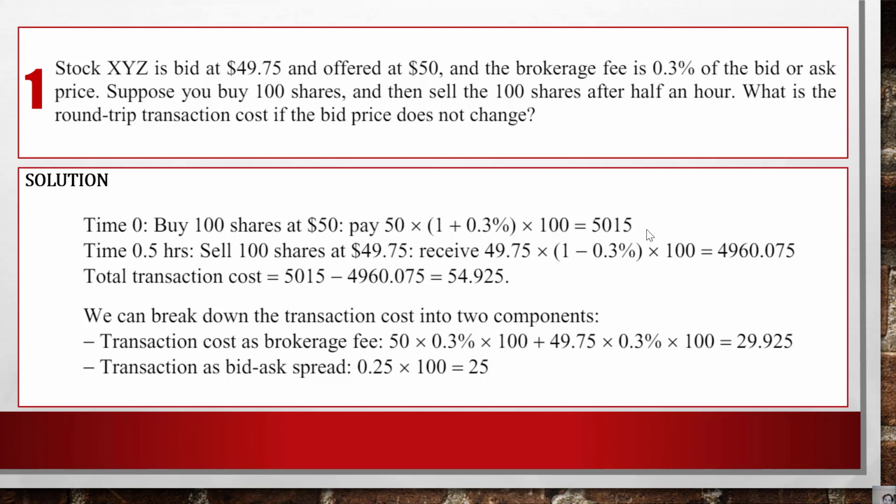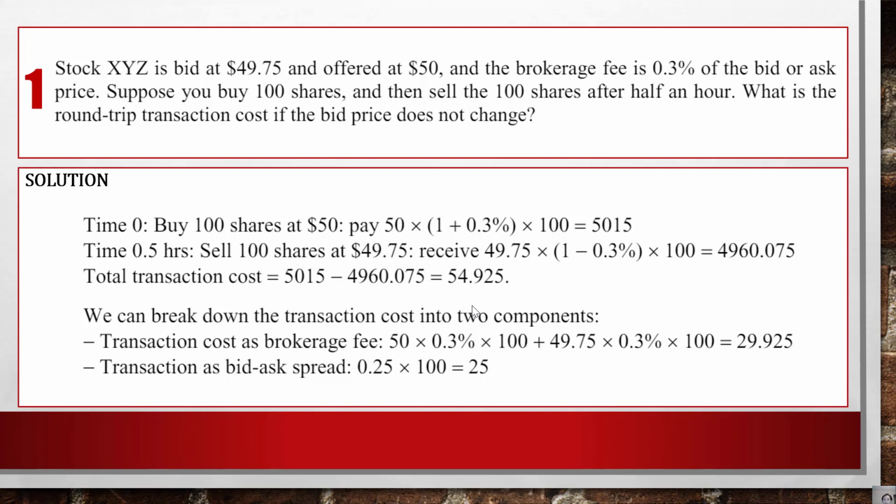And then half an hour later, we sell 100 shares at the price of 49.75 and we receive. Here when we buy, we have to pay the brokerage fee, and when we sell, we receive 0.3% less, because of the brokerage fee. So we receive 49.75 times 1 subtract 0.3% times 100. So at time 0, you pay $5,015. Then half an hour later, you receive 4,960.075. So the total transaction cost is the gap between them, which is 54.925.